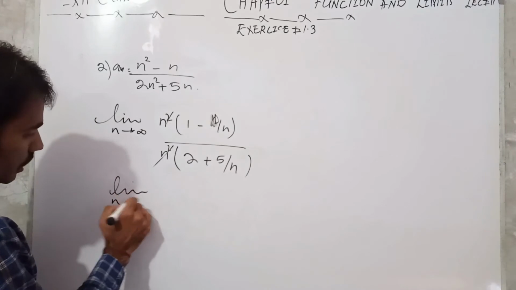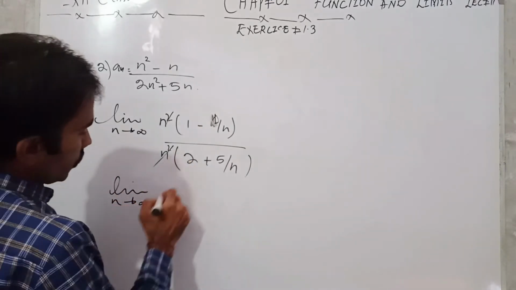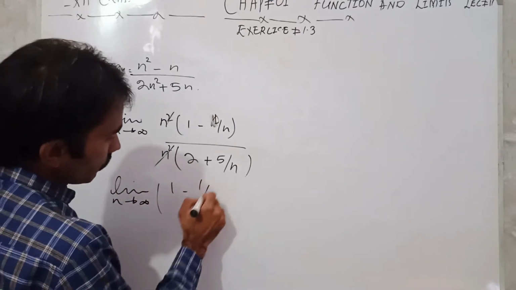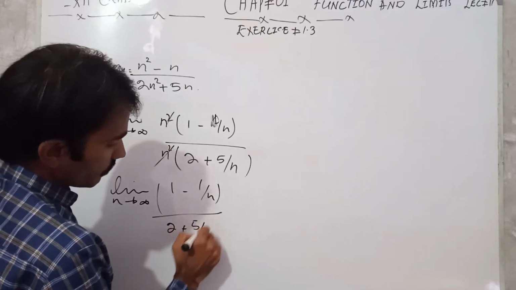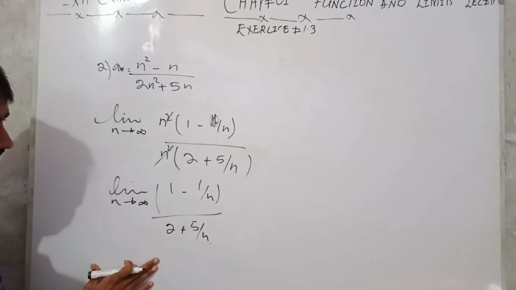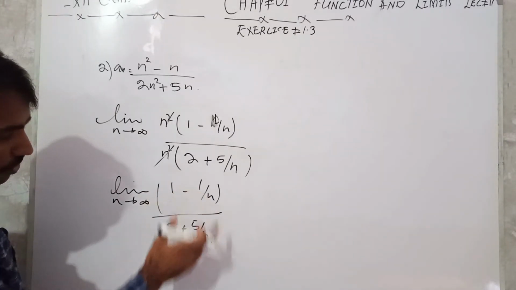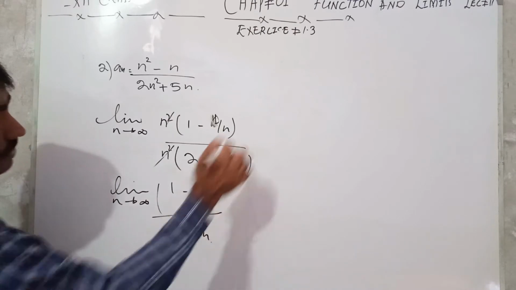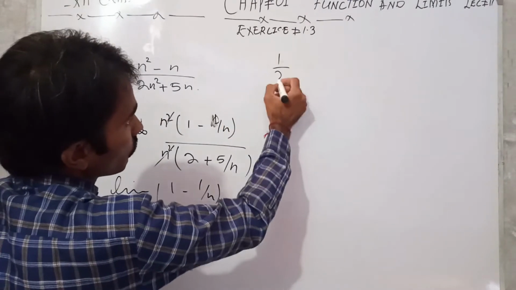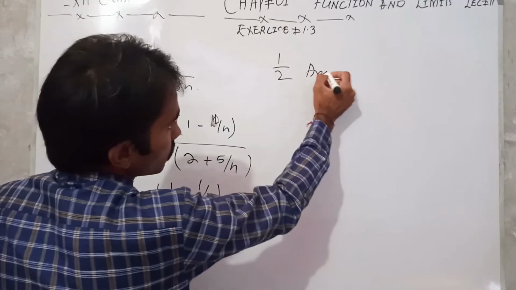Limit as n approaches infinity of (1 minus 1 divided by n) divided by (2 plus 5 divided by n). Now we apply the limit. This will be 0 and this will be 0, because anything divided by infinity is 0. So the answer will be 1 divided by 2. That is the answer.